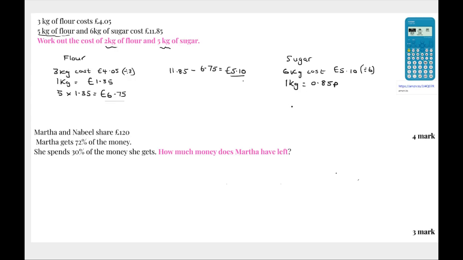So now it's asking us for 2 kilograms of flour and 5 kilograms of sugar. So the answer is 2 times £1.35 plus 5 times 0.85. Now, if you put all that in your calculator, your answer will be £6.95.